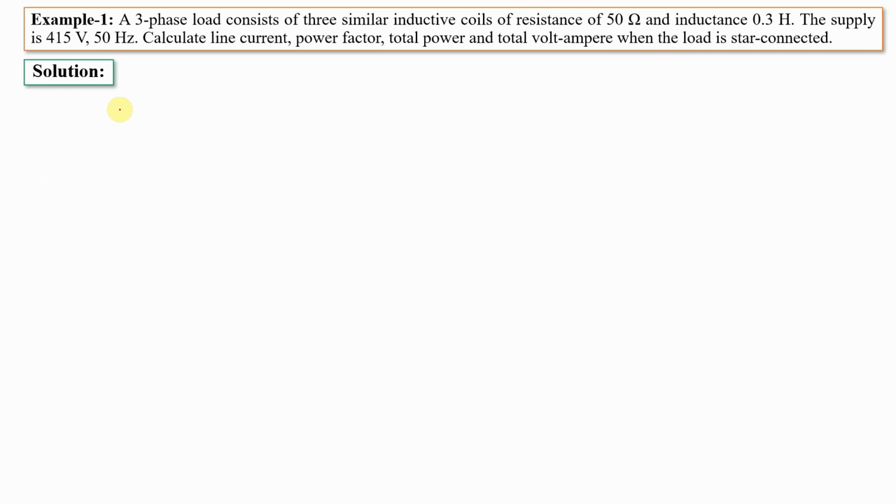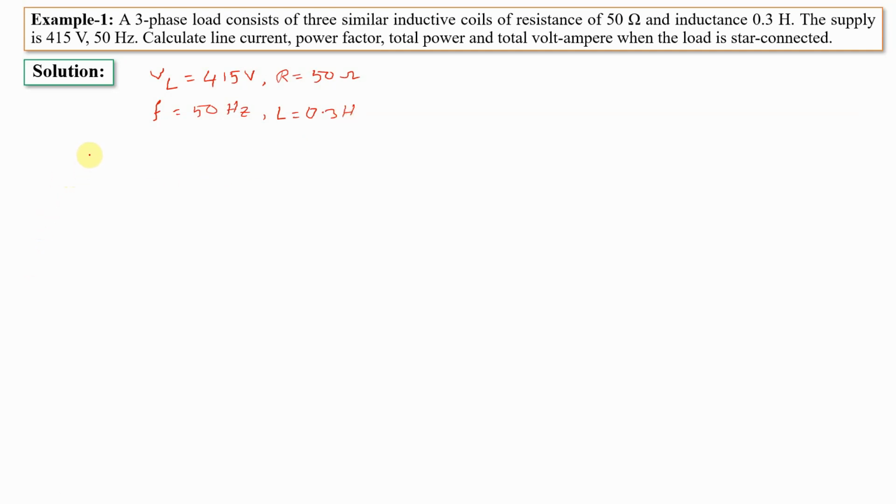Here in this question, first of all, the values given are the line voltage as 415 volt, the frequency is 50 Hz, the resistance is 50 ohms and the inductance is 0.3 Henry. So these are the values given.